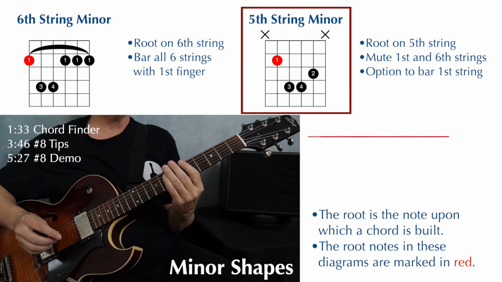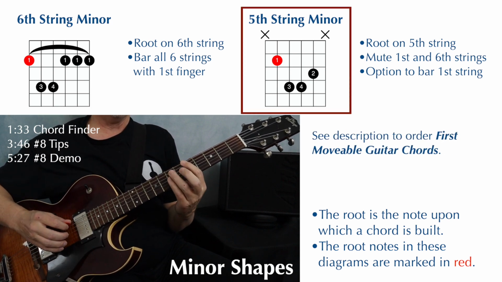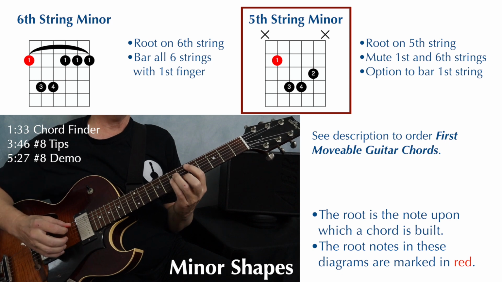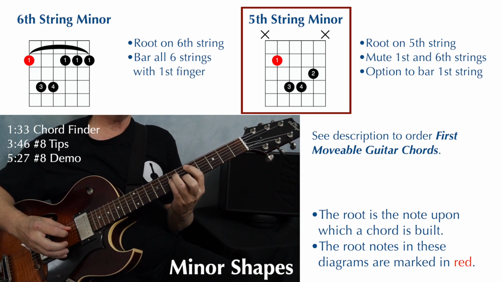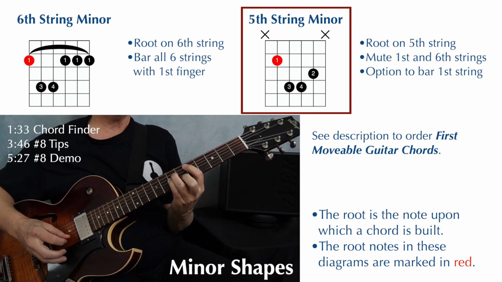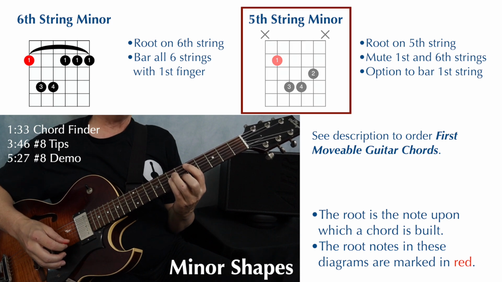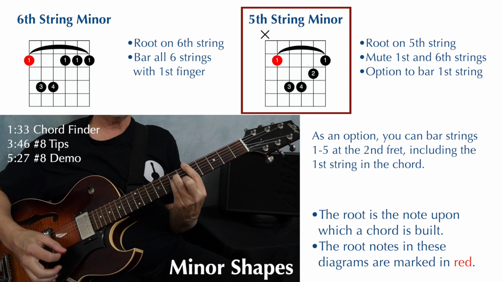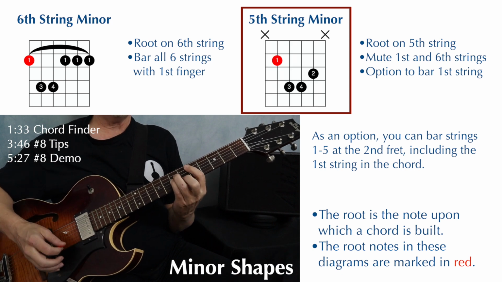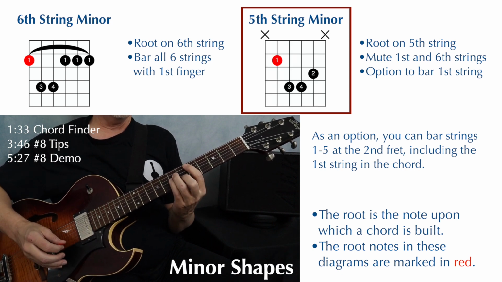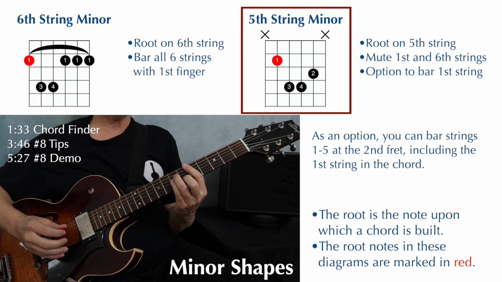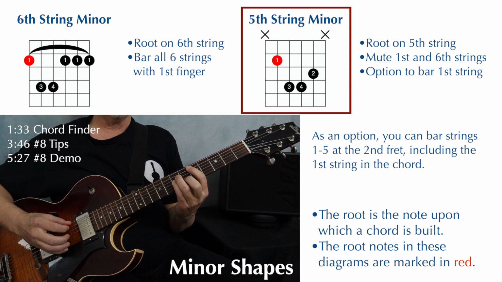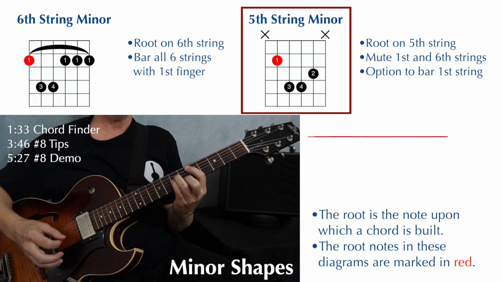And our other shape is on the 5th string root. Finger 1, 3, 4, 2. A lot of people like to also bar the 1st string. You can do that if you like. But I like to mute the 1st string and only bar if I need to, and I also make sure I'm either muting or just not playing the 6th string. So just the middle 4 strings.